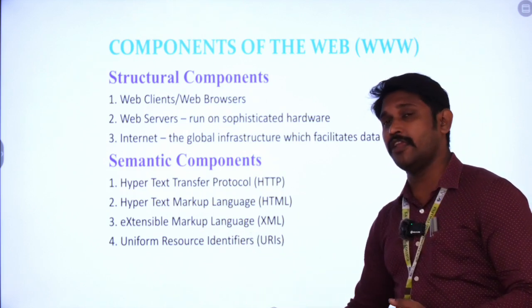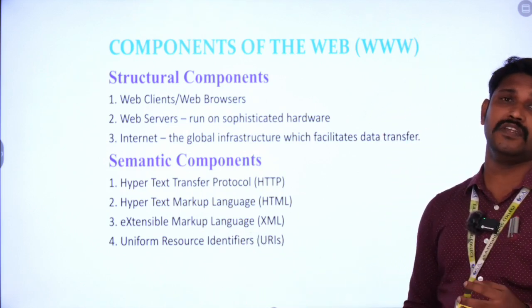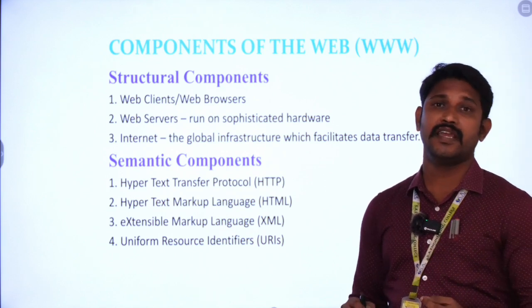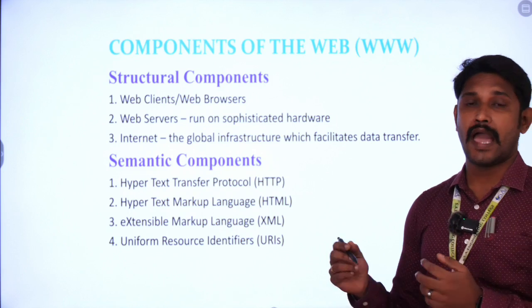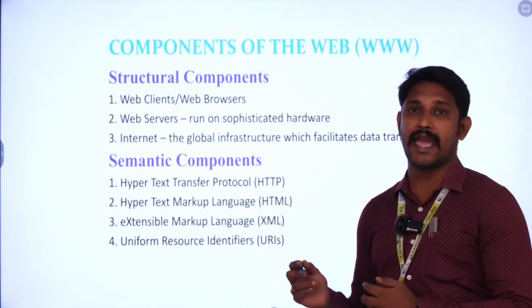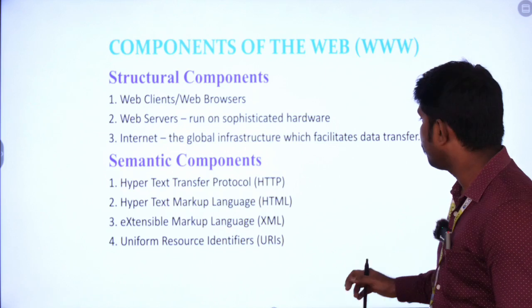Last we have the uniform resource identifier. With the help of this URL address, the client sends a request to the server. This URL address is converted into an IP address, and the IP address is accessed with the help of the server.